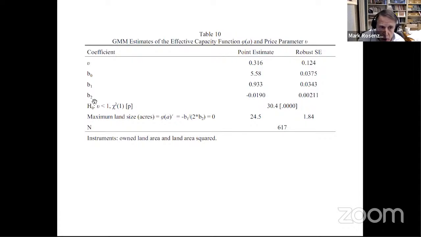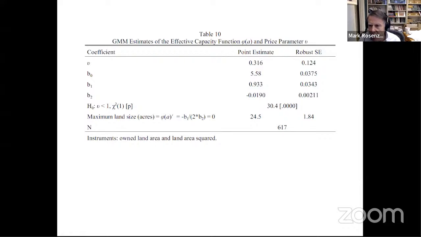First, our estimate of nu is 0.3, which is well below 1, and it's measured with high precision. We can reject the hypothesis that it's equal to 1. We get a quadratic in the effective capacity function. We can compute from the quadratic where increasing scale stops increasing effective capacity, and that's at 24.5 acres. So it says that the optimal farm size, if we just take into account sprayer capacity, is 24.5 acres.